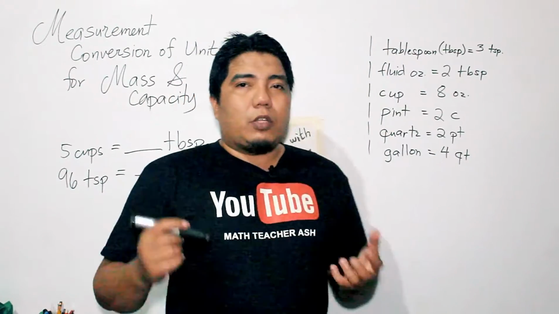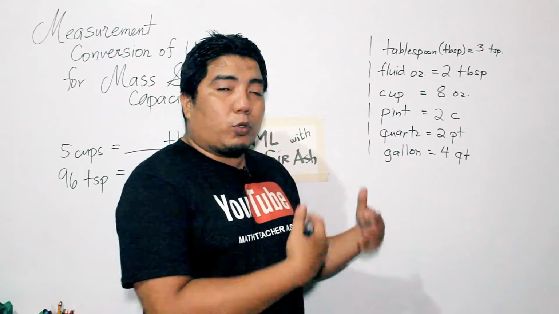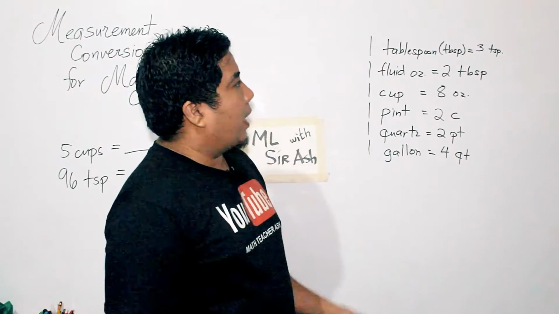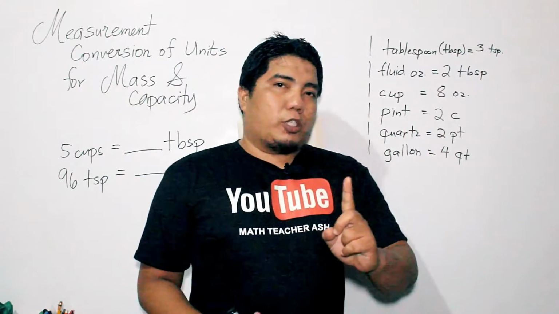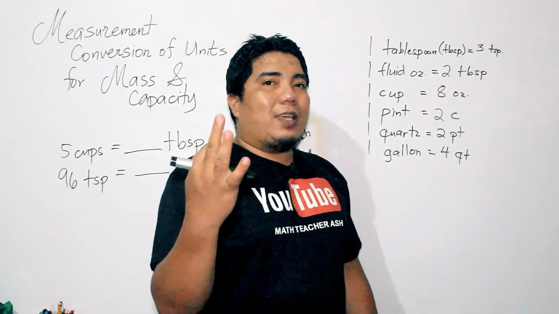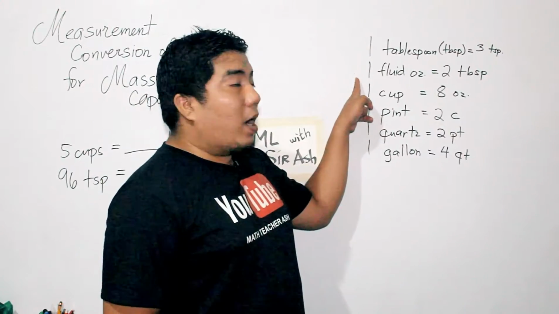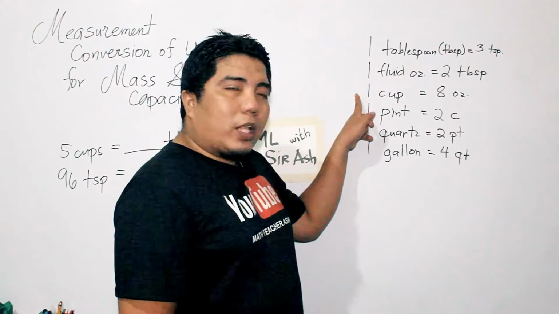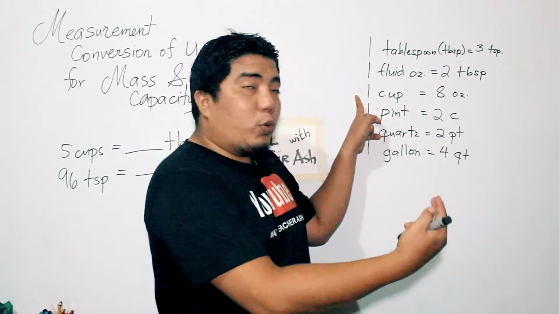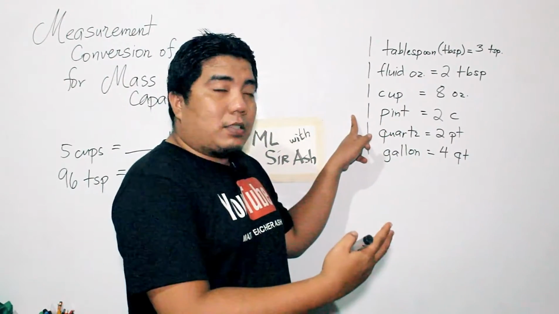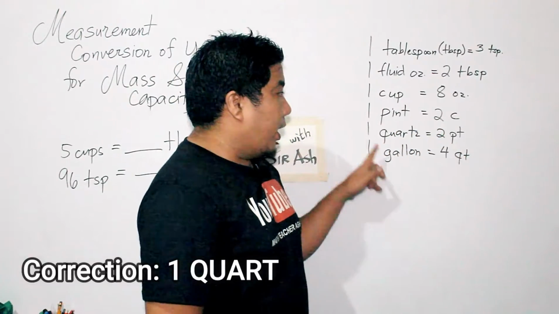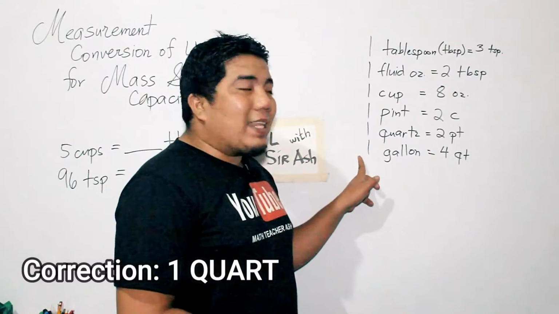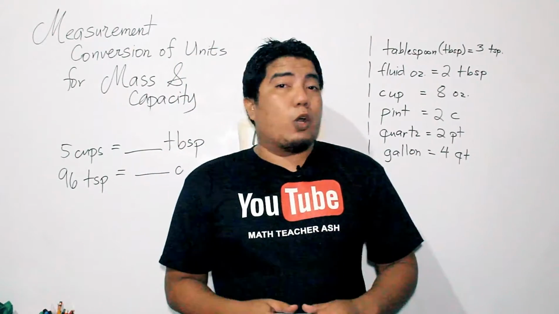For the conversion ratios in English system to English system, we have here our foundational ideas. It says that 1 tablespoon is equal to 3 teaspoons. In 1 fluid ounce, there are 2 tablespoons. In 1 cup, there are 8 fluid ounces. In 1 pint, there are 2 cups. In 1 quart, there are 2 pints. And in 1 gallon, there are 4 quarts.